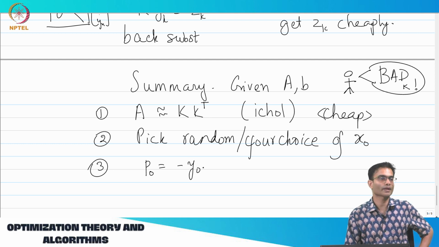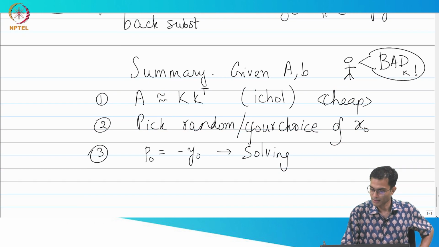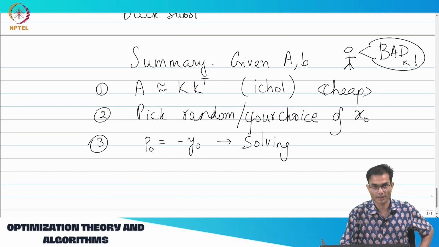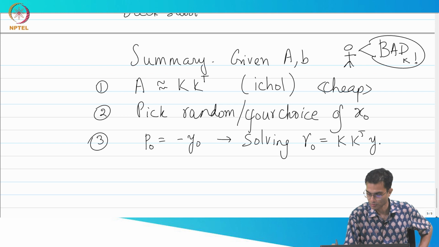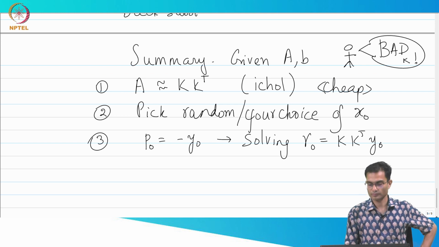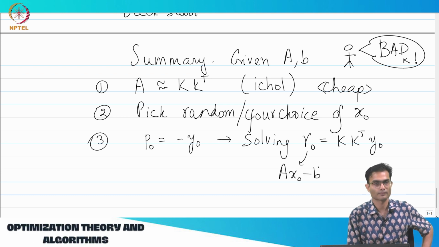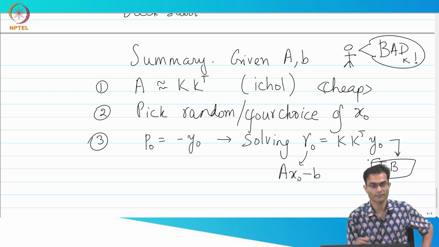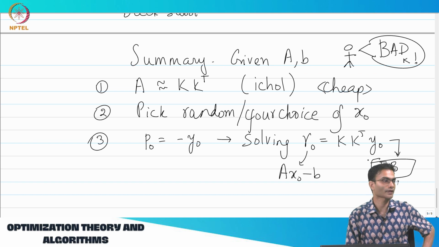To get Y0, what am I doing? Solving this equation over here: R0 is equal to K K transpose Y0. How did I get R0? Simply A x naught minus b, right? So, I can do this by, let us give it a nickname, forward substitution, back substitution, FB. FB gave me this. So, I got my Y naught, and minus of that gave me my P naught.